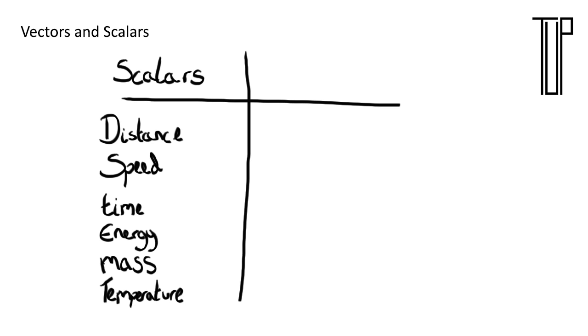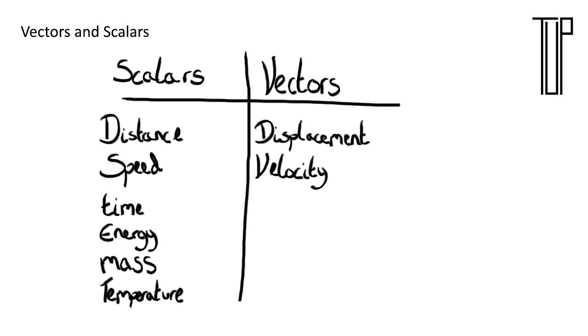What about examples of vectors? Displacement and velocity are vectors, but there is also force, electrical current in a wire, and the momentum of a cannonball. You may not have come across some of these before, but don't worry, they will be covered in more depth in later videos.